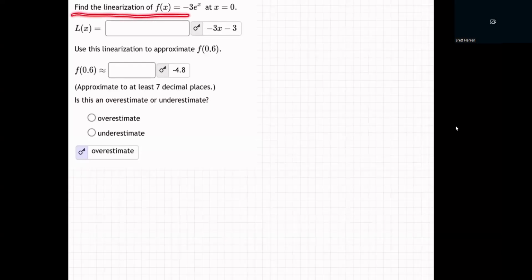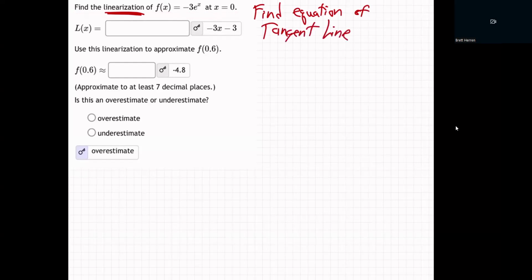Find the linearization of f of x equals negative 3 e to the x at x equals 0. So what does the linearization mean? It means find the equation of the tangent line. That's the linearization, just fancy talk for the equation of the tangent line, which we've done before, meaning y equals mx plus b. We have to find the equation.